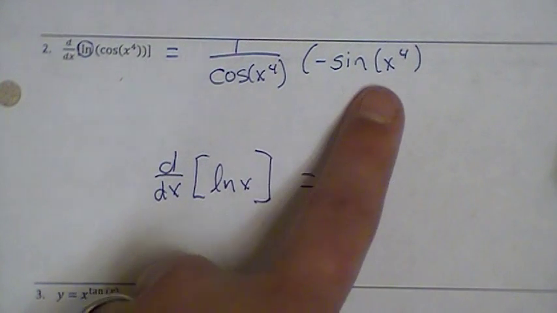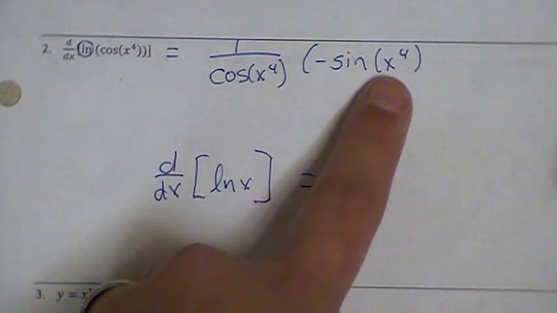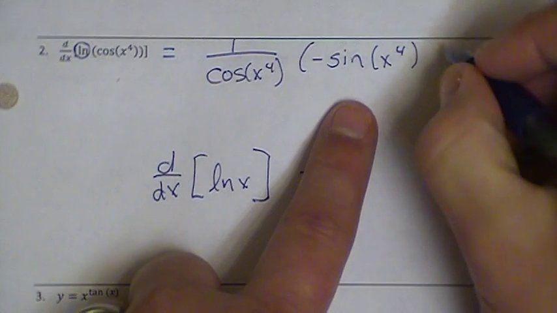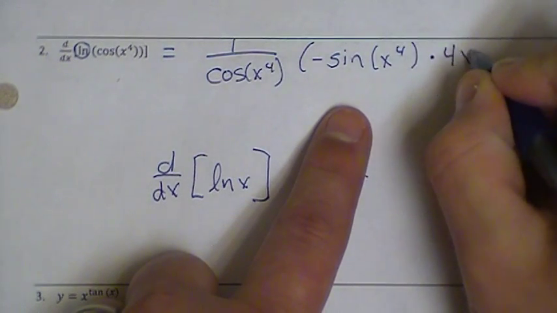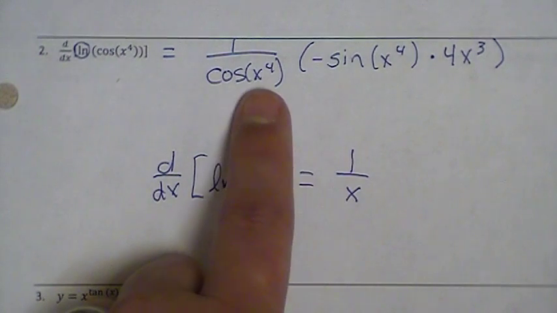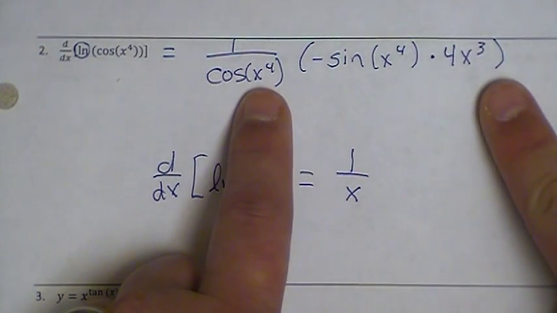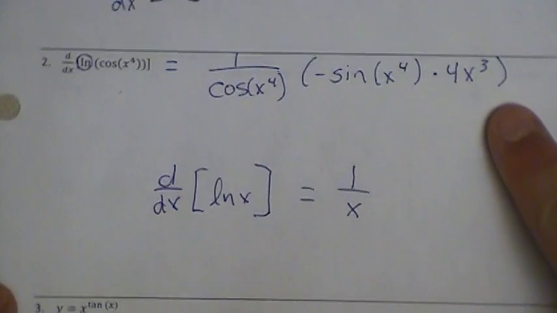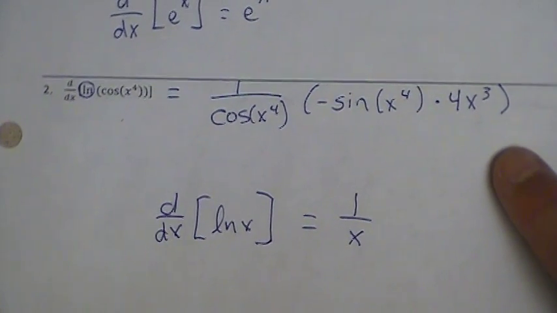And then, since I had more than an x inside this trig function here, I'm going to have to finish another chain rule by multiplying by the derivative of the innermost function. And the innermost function is x to the 4th, so the derivative of x to the 4th would be 4x cubed. And that would be your derivative in number 2.